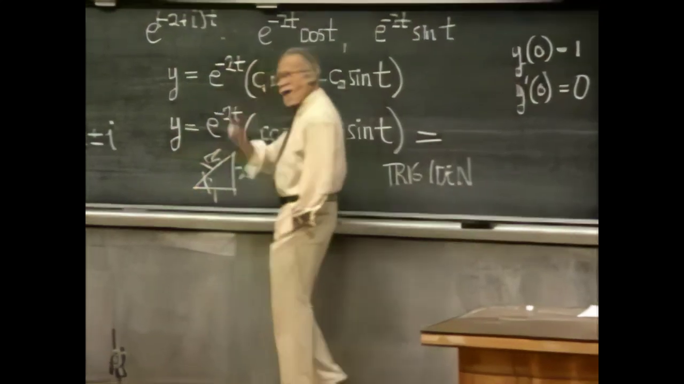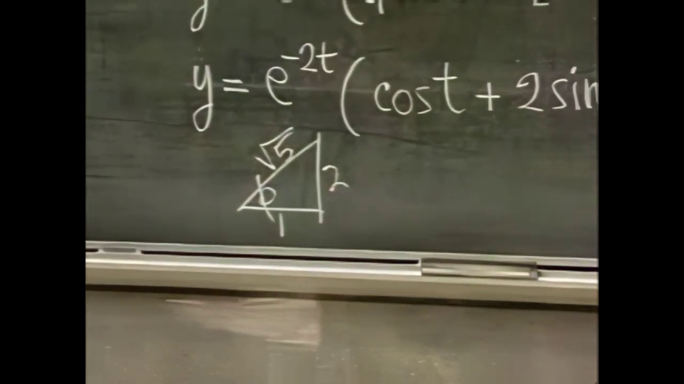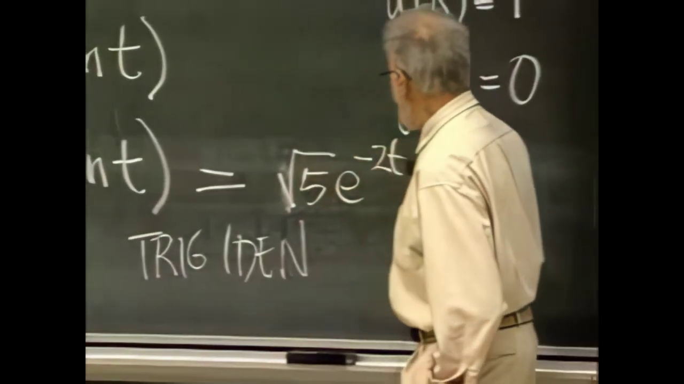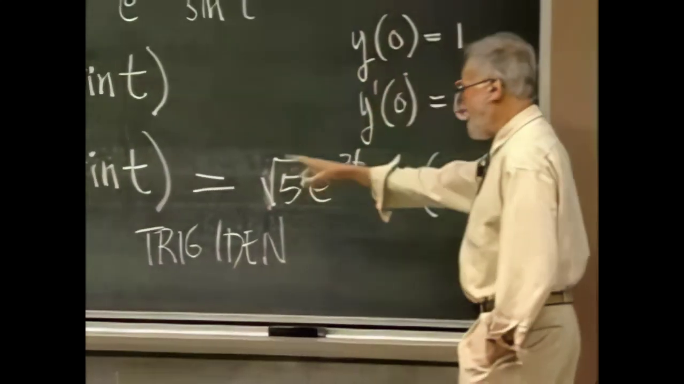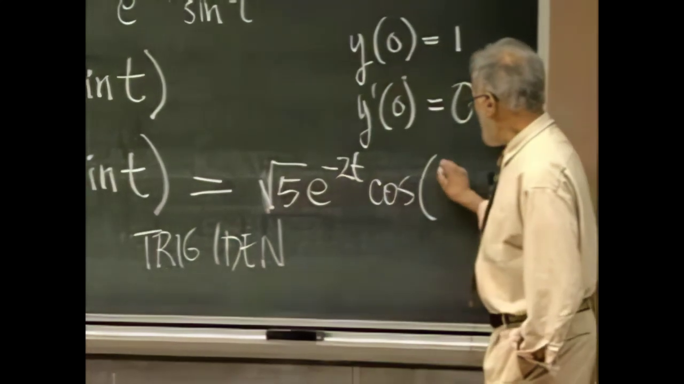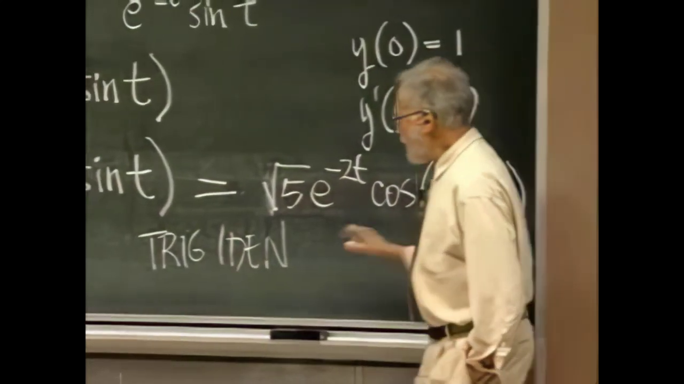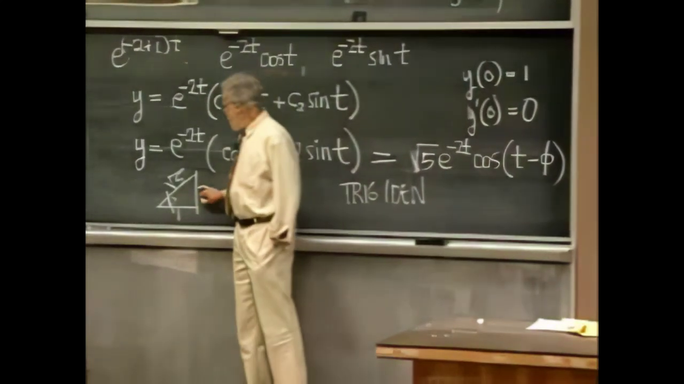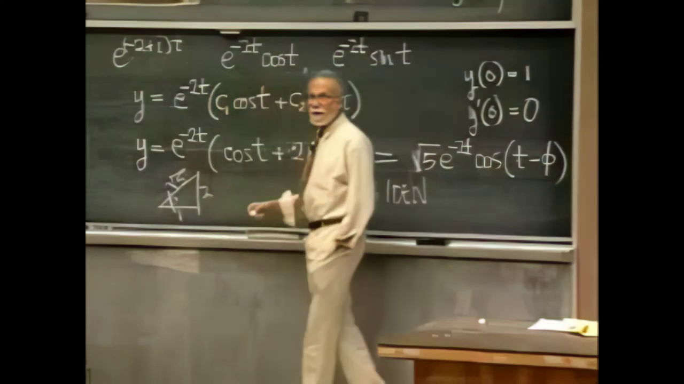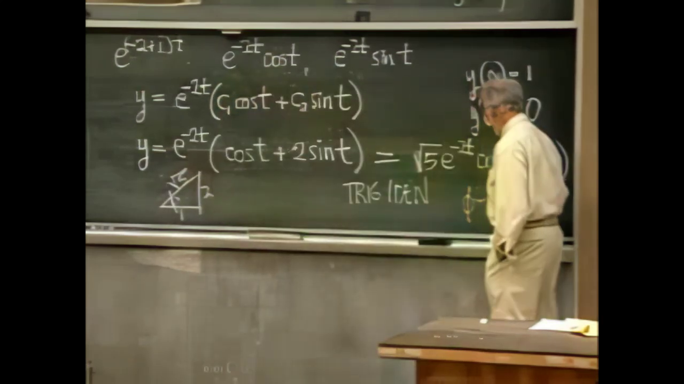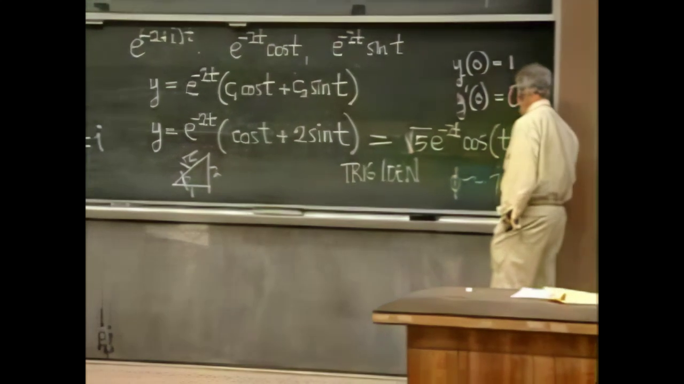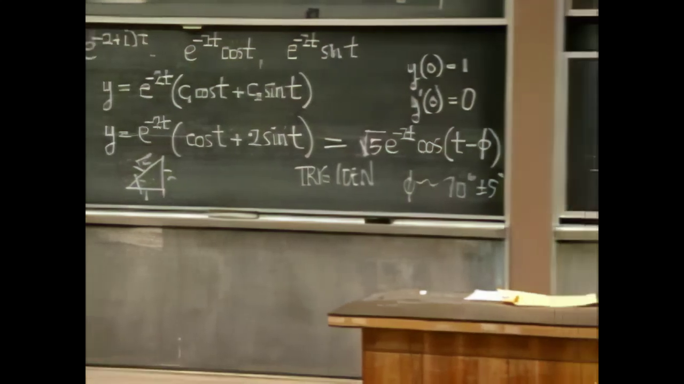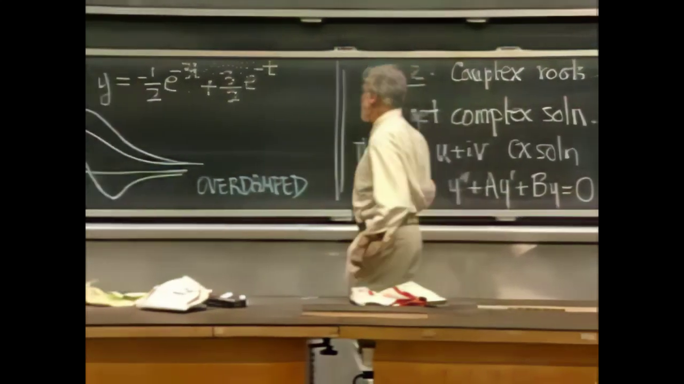And here is phi, the phase lag. So it's the square root of 5 times e to the negative 2t, and the stuff inside is the cosine of, the circular frequency is 1, so it's t minus phi, where phi is this angle. How big is that? 1 and 2. Well, if this were the square root of 3, which is a little less than 2, it would be 60 degrees, so this must be 70 degrees. So phi is 70 degrees, plus or minus 5, let's say. So it looks like a slightly delayed cosine curve, but the amplitude is falling.